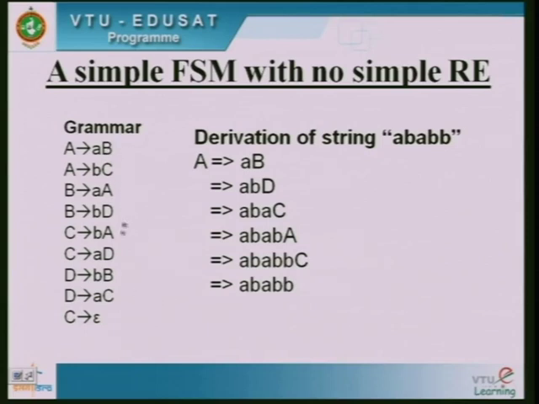So grammar means writing rules. Okay. So FSM means you should define the transitions. Grammar means you should define the rules. So using those rules, you can derive the string.